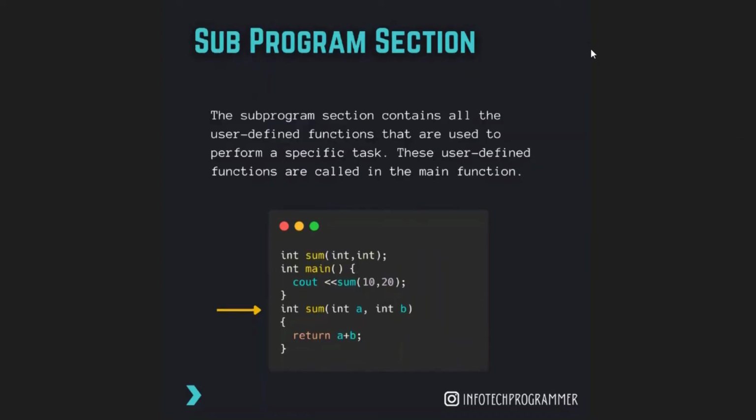After that, subprogram section. The subprogram section contains all the user-defined functions that are used to perform a specific task. These user-defined functions are called in the main function. You can see it here. This is a code snippet I had shown you. This is known as the subprogram section.